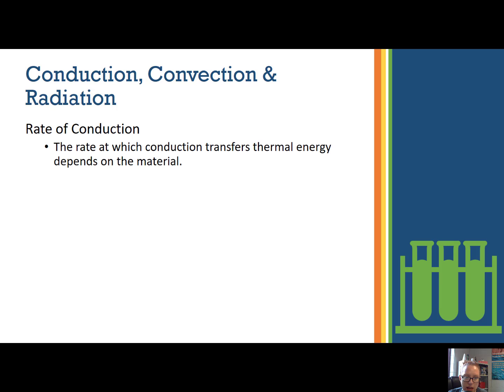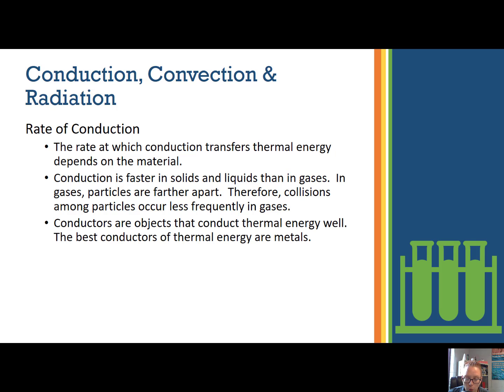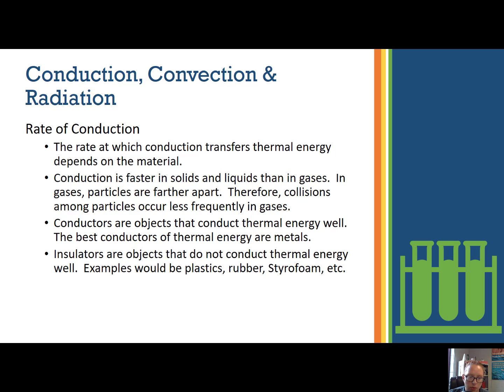Now let's talk about how fast things can conduct. And that all depends on the material. Conduction is faster in solids and liquids than in gases, and the reason is because in gases the particles are so far apart that collisions don't happen very often. So solids and liquids have conduction happen a lot quicker than it does in gases. Now when we say that we have a conductor, these are objects that conduct thermal energy very well, and the best conductors of thermal energy are metals. Now, insulators are the opposite of conductors, and those are objects that do not conduct thermal energy well. And examples of that would be plastics, rubber, styrofoam, wood, glass, etc.